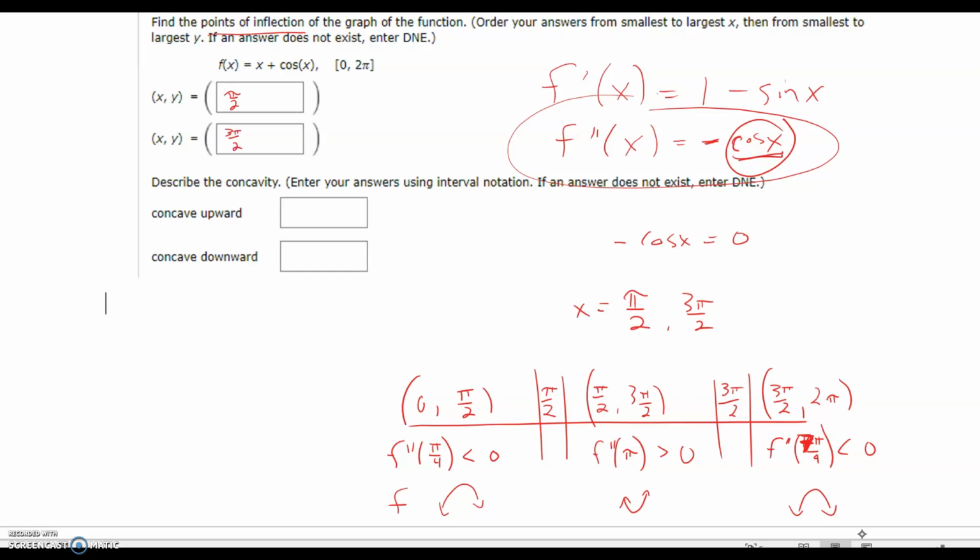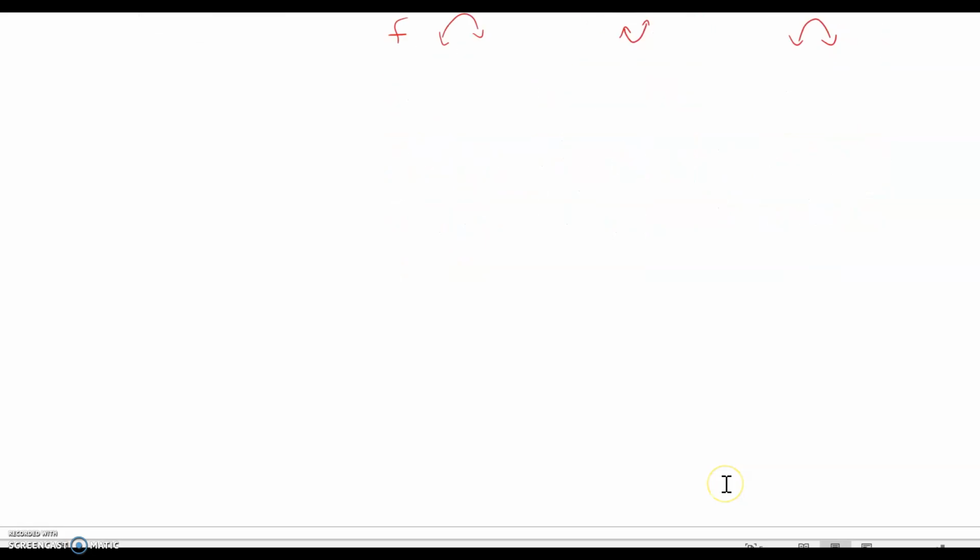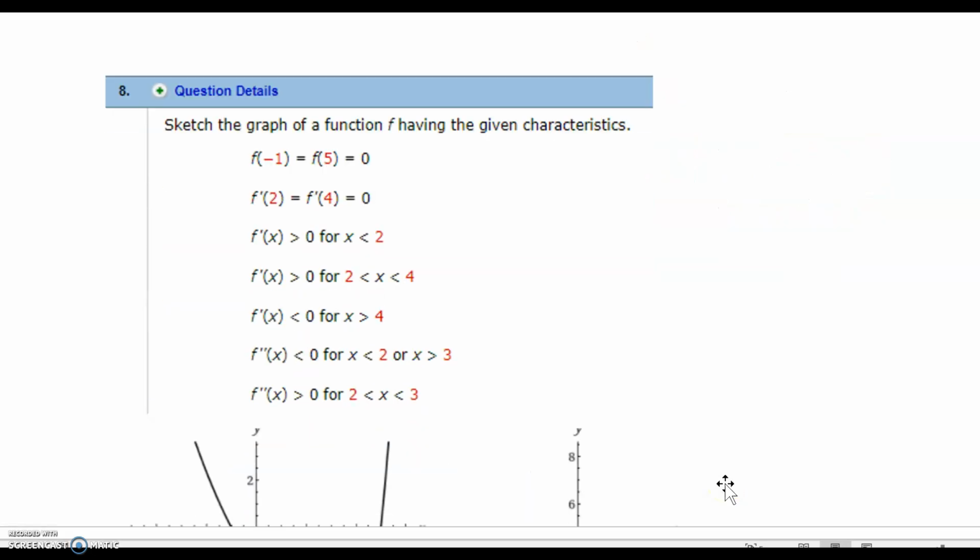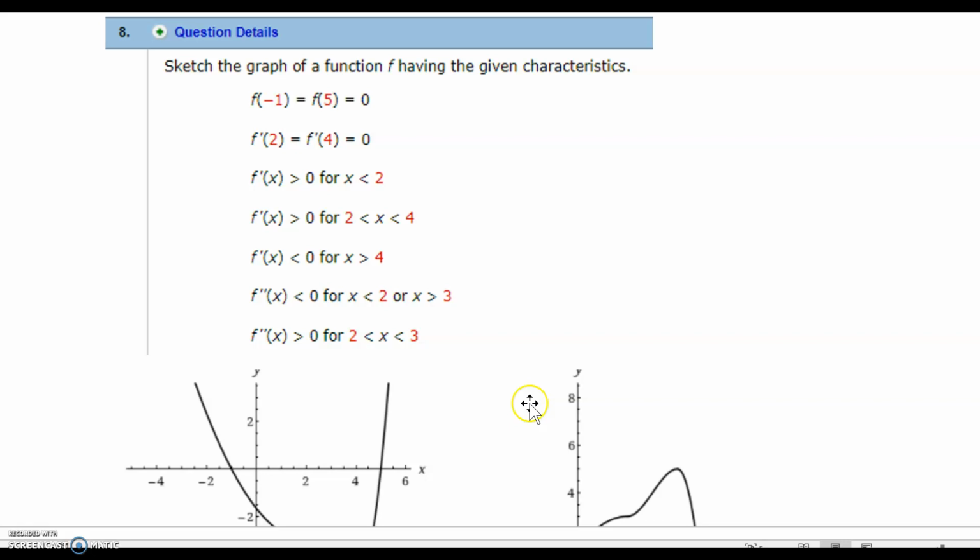If you plug those in, the cosine of pi over 2 is 0, cosine of 3 pi over 2 is 0, so you just end up with the same input as the output, right? Plug in pi over 2 plus cosine pi over 2 plus 0. Okay, and then to answer the intervals of concavity, concave down, this one, and then concave up, that one. Okay, so based on this information, pick the graph.